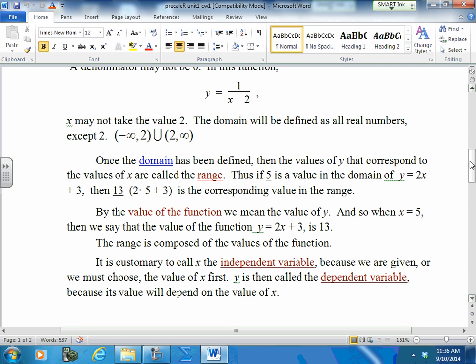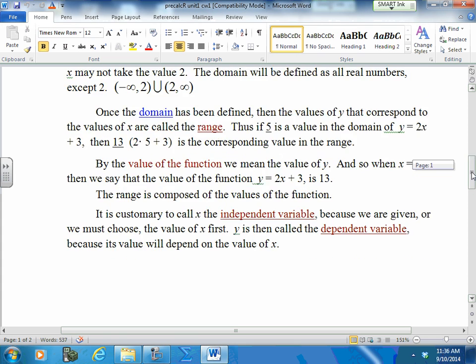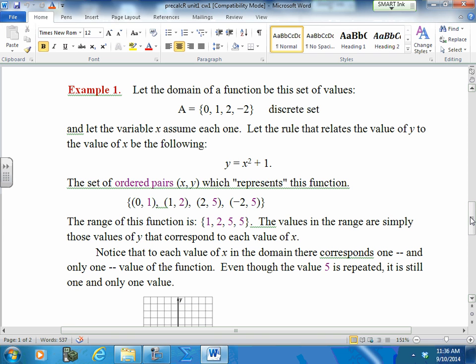Okay. All right, again, we talked about x being the independent, y being the dependent. The value of your function is your y value. The x is what we know, and we plug it in, and we determine what your y is. That's the value of your function. Again, we have discrete sets versus continuous sets.